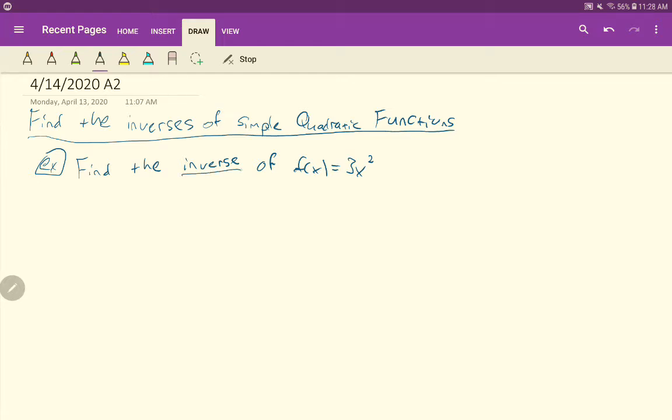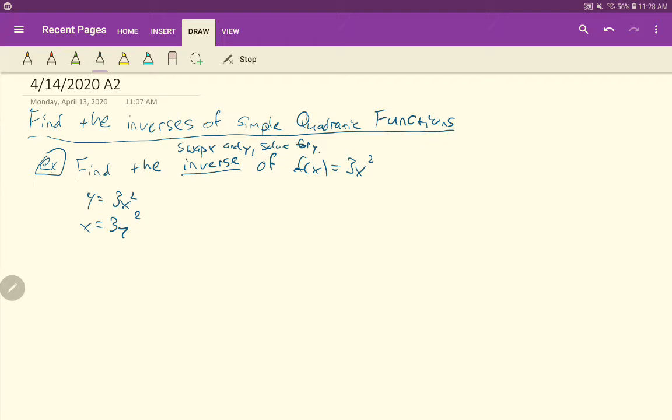So if you remember, to find an inverse, we swap x and y, and then solve for y. That allows us to find our inverse. Here's our function right here, and we're just going to rewrite this as y equals 3x squared. Then we will swap the x's and the y's. So now we get x equals 3y squared. And then we're just going to solve for y.